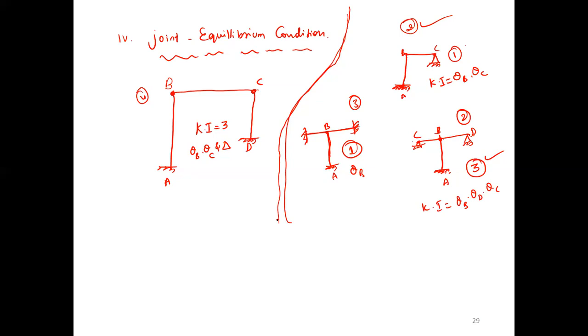In a non-sway frame, what did theta B, theta C all represent? It is the displacement. That is the joint equilibrium condition. How many equations are you having? That number of joint equilibrium equations you are getting.